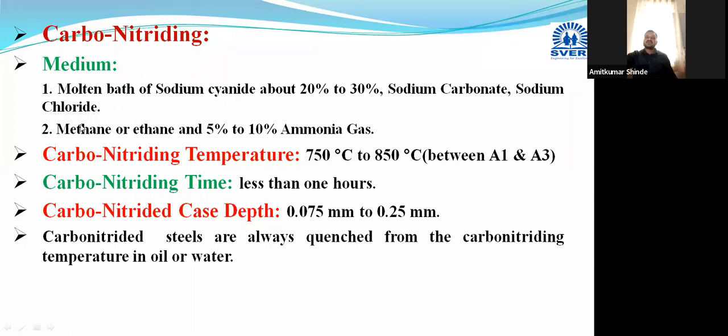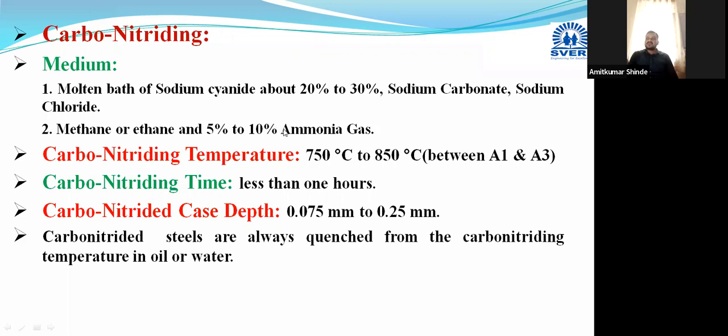And we can use the gaseous medium, where methane or ethane gases, that is carbonaceous gases, are used for getting the carbon, along with 5 to 10% ammonia gas to get the atomic nitrogen. Now here the heating temperature zone lies just above A1 and below A3.